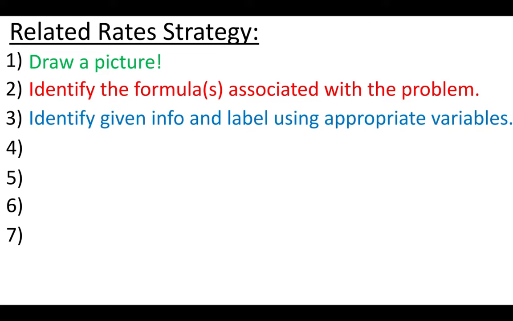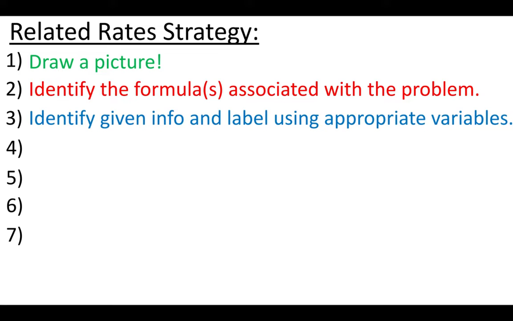Next, we want to identify whatever info is given, and we want to label this on our diagram. I suppose you could switch 2 and 3. It doesn't really matter what order those go in. But identify all the info that's given. Try to give it an appropriate label. So if it's x, give it an x.